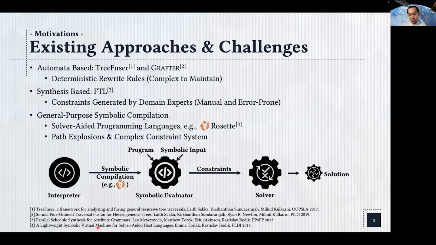Even though symbolic compilation is more automatic, it still suffers from the problem of path explosion, and the faithful compilation of all semantics of the interpreter could also result in a symbolic evaluator that generates a very complex constraint system. And that's where we step in by incorporating the notion of domain-specific symbolic compilation.